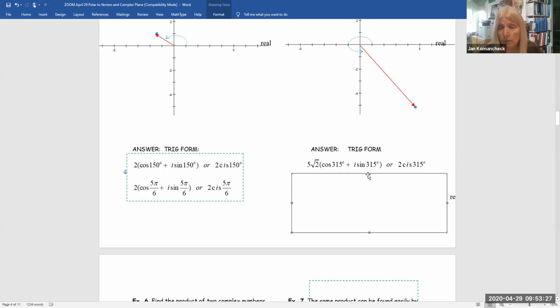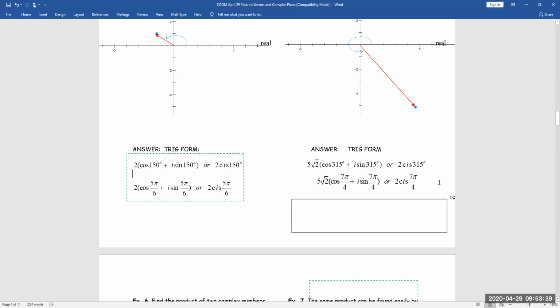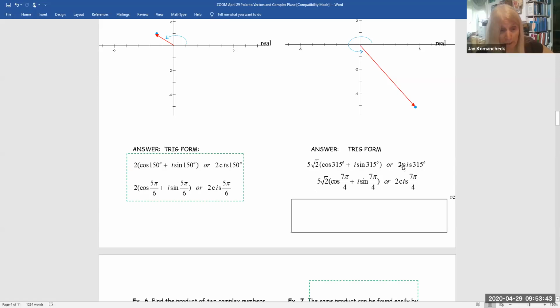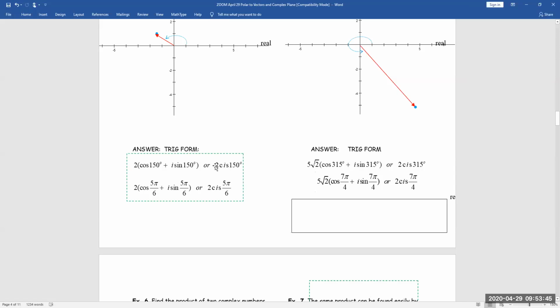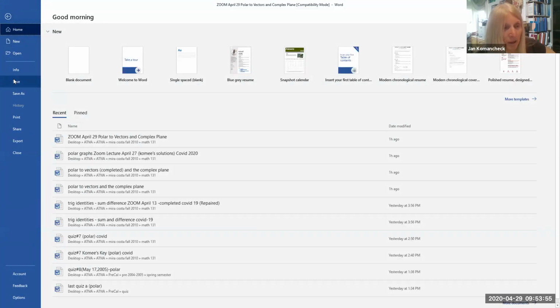You can also go ahead and put your answer in radians. R being in front, 5 radical 2, and my angle as 7 pi over 4. Why is it 2 cis? I don't know why that's 2 cis. Oh, that's because I copied it from right here. So let me go ahead and change that. Yeah, I'm looking at that going, okay, nobody asked.